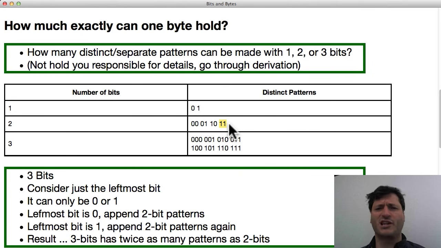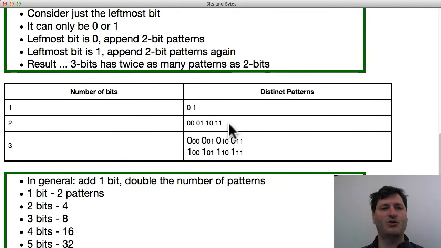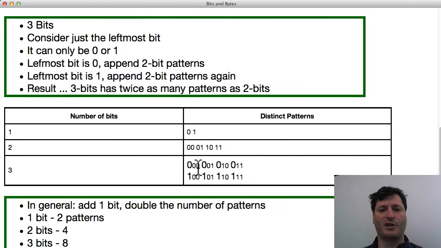Now for 3 bits, it gets a little more complicated. So I'm going to sort of break the problem down and walk through how many patterns that's going to make. So for 3 bits, the trick is going to be, so here's the 3-bit case down here. I'm imagining I have 3 bits next to each other. Just consider the leftmost bit. Let's just isolate on the leftmost bit. And there's only 2 possibilities. Either the leftmost bit is 0 or the leftmost bit is 1. Those are the only two possibilities. So let's just consider the case. Just suppose it's 0. So that's going to give me this top row.